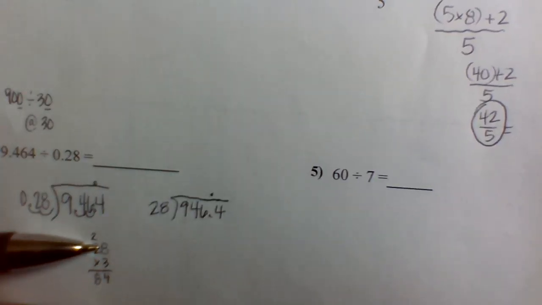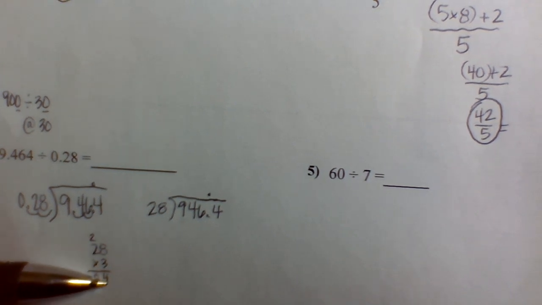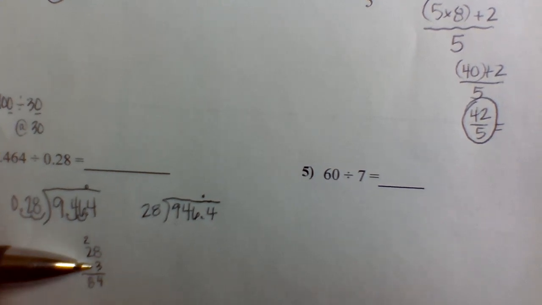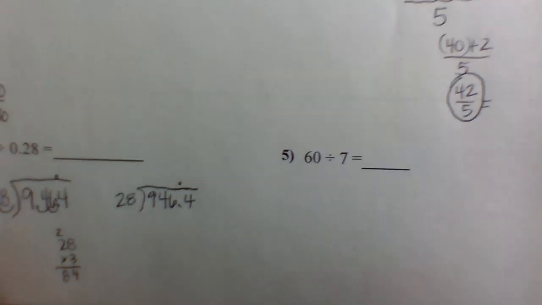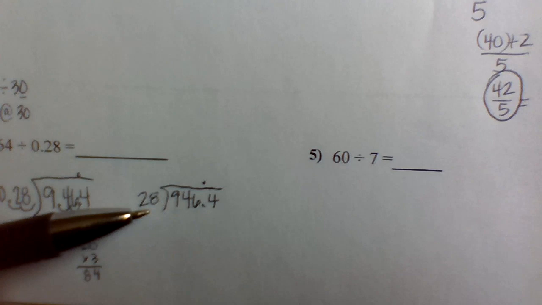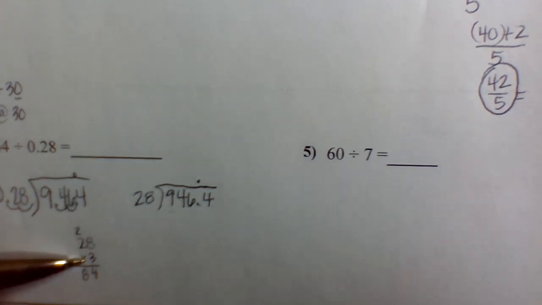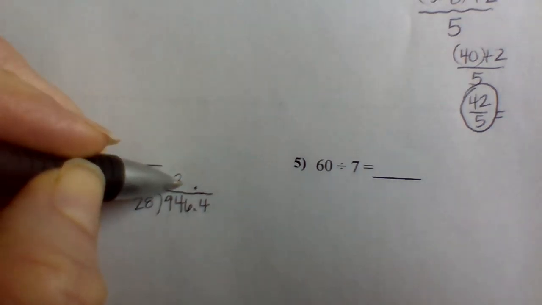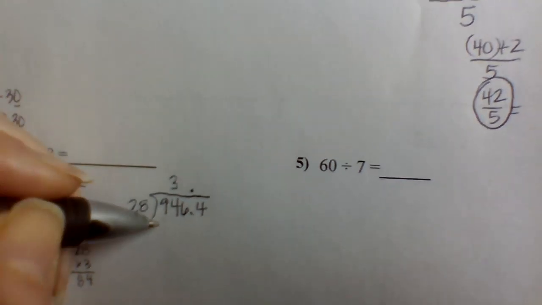When I did 28 times 3, I did 3 times 8 gave me 24. So there's my 4. I carried my 2. 3 times 2 is 6 plus 2 is 8. And I know if I have 84, that's going to be 10 away from 94. So I know I can't make any more groups. So here's my division part. I have my 3 groups, so I'll write that above, my 3. And when I did 28 times 3, there's my work. I end up with 84 here.